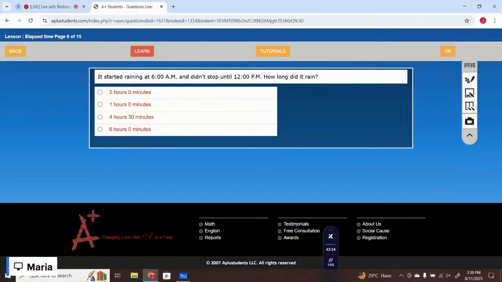It started raining at 6 a.m. and did not stop until 12 p.m. How long did it rain? So, which is the correct option?